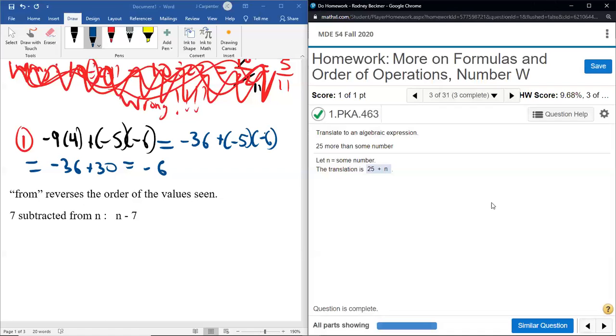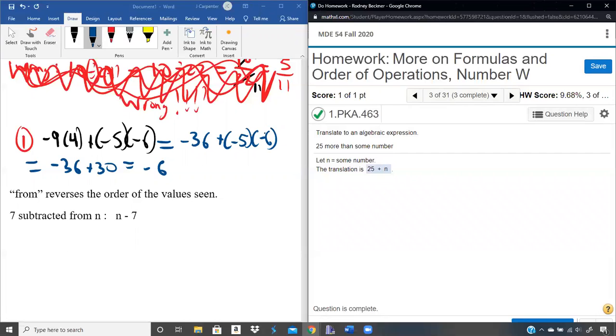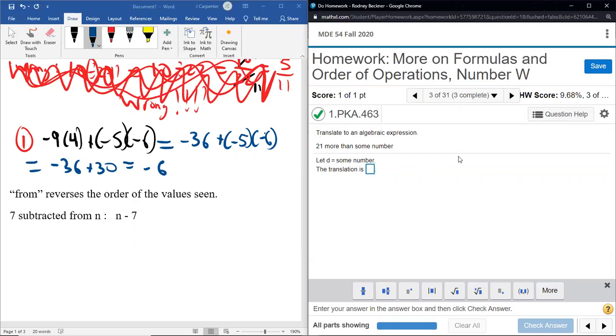Now, let me hit similar question. Notice that time I answered 25 plus N. This time it says 21, so the answer would be 21 plus N. If I do 21 plus N, that will be the correct answer. Let's see if I can swap the order of them, though. The subtraction one we couldn't, and that's because 5 minus 7 is very different from 7 minus 5. But under addition, 5 plus 7 is the same as 7 plus 5. The order doesn't really matter.